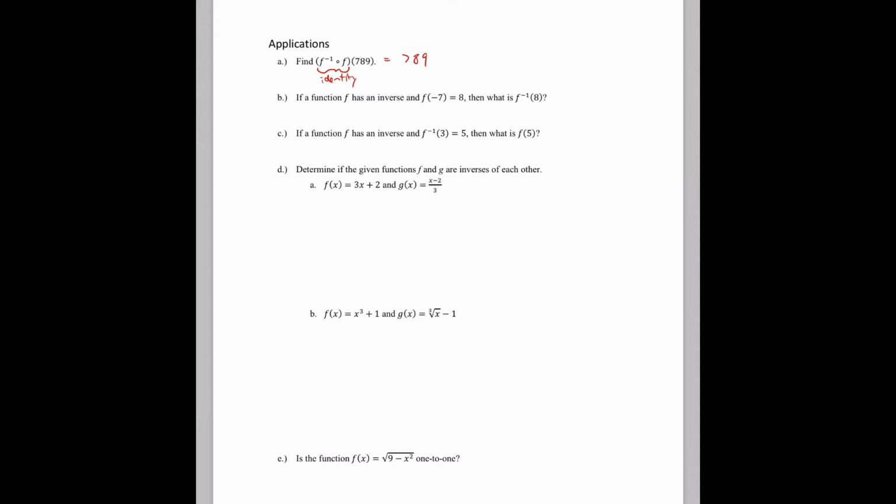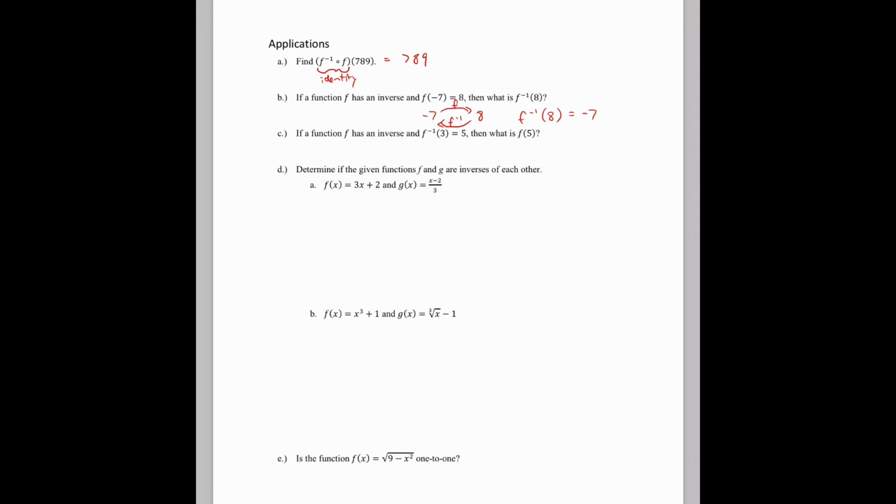If a function f has an inverse, and f of -7 equals 8, then what is f inverse of 8? Well, if you think about it, if we input -7 into f and it gives us 8, and then we input 8 back into the inverse, it's going to take us back to it. So we have -7 and we have 8, and the function f takes us to 8, and then the function inverse takes us back to -7. So f inverse of 8 is just going to be -7.